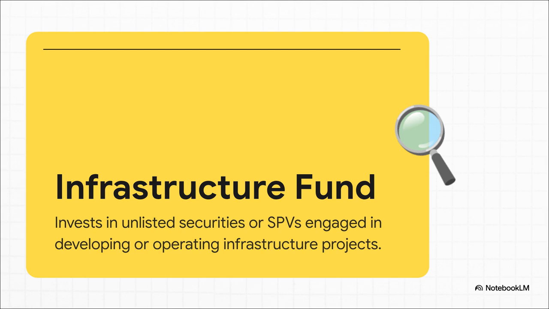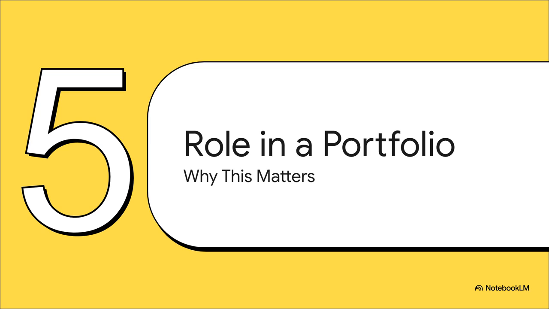And last but not least, infrastructure funds, another type of Category I AIF. These funds are all about building the big stuff. They invest in the massive, long-term projects that our entire economy depends on. So think new roads, airports, power plants, stuff that takes years and years to build and requires a ton of patient capital.